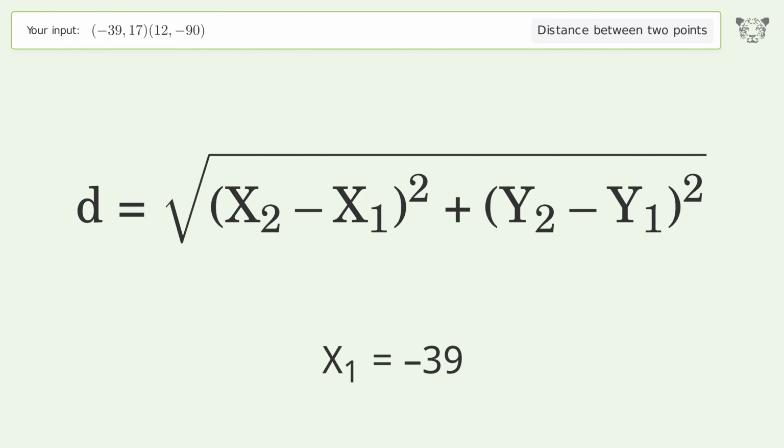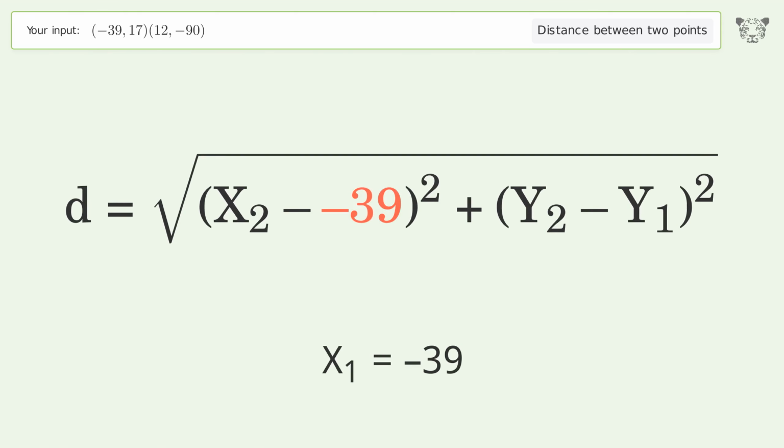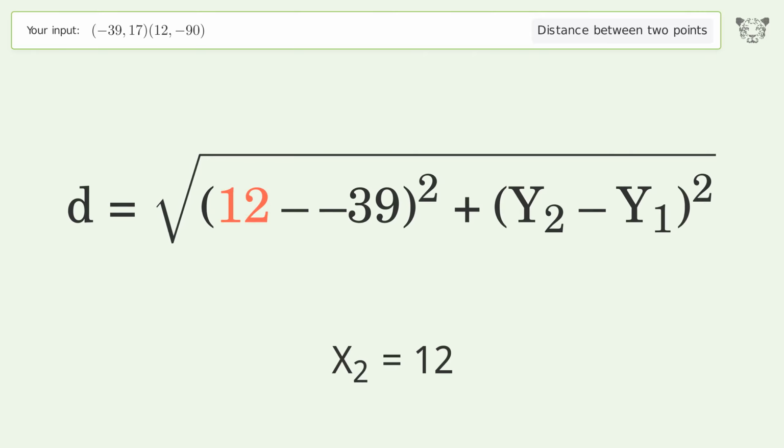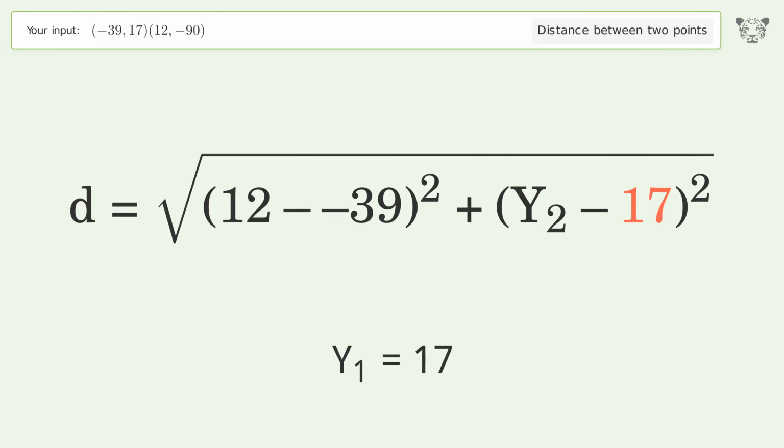x1 equals -39. x2 equals 12. y1 equals 17. y2 equals -90.